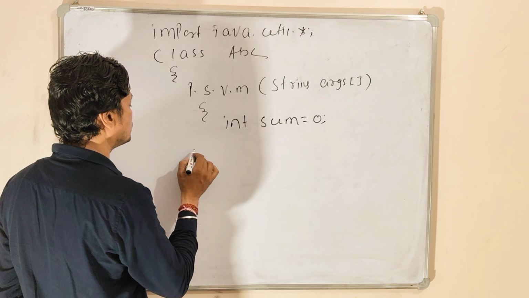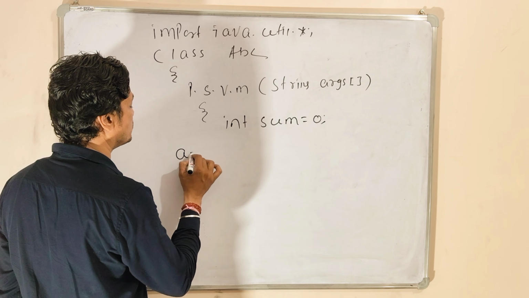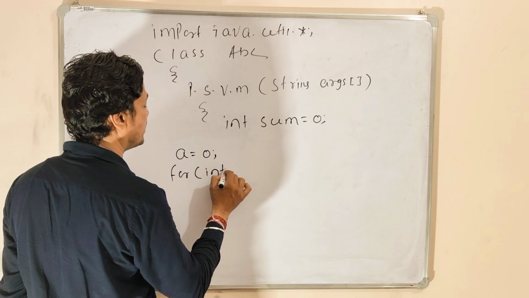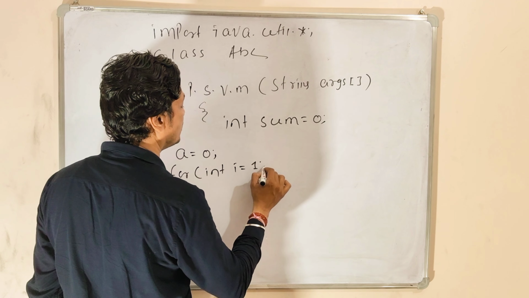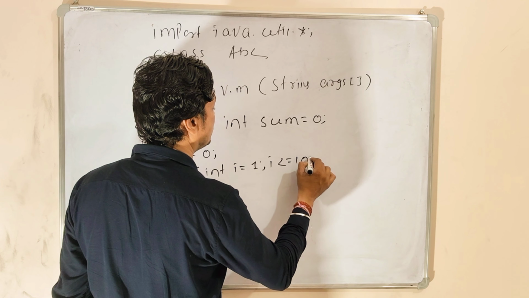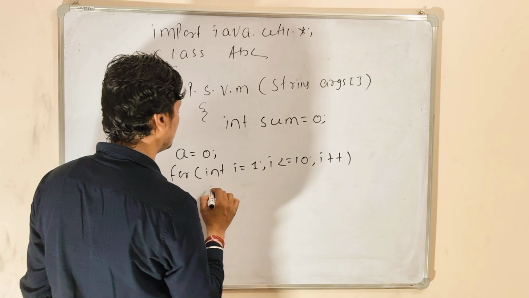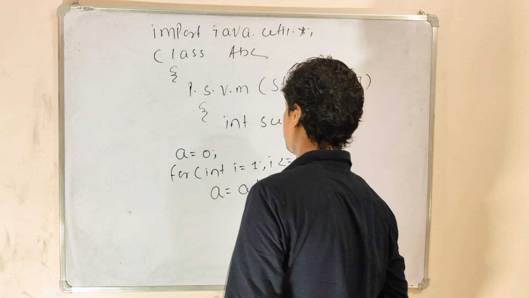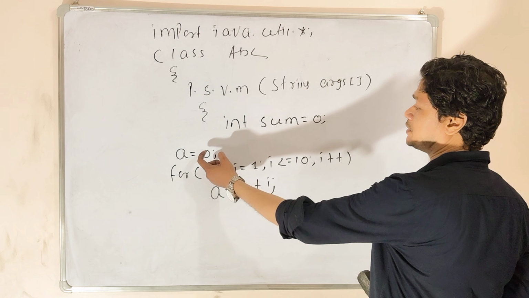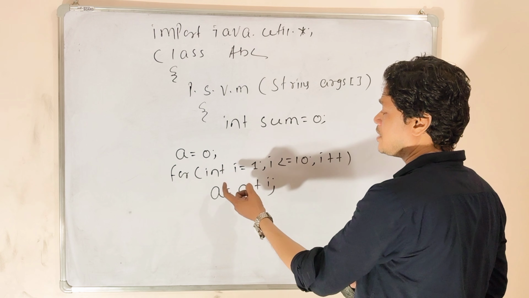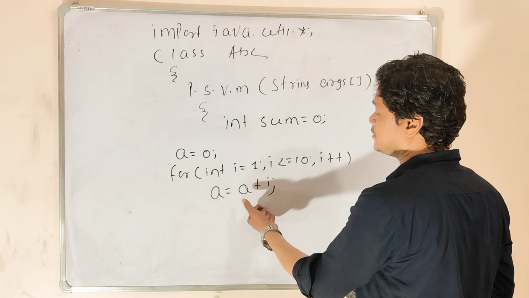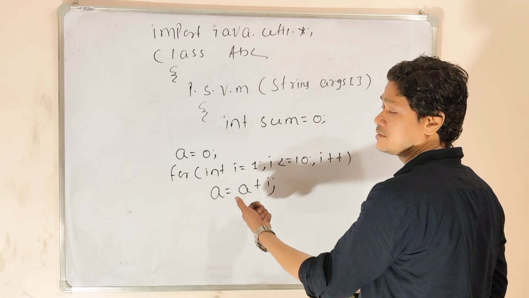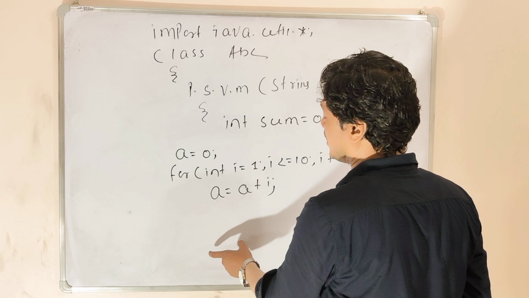Suppose you take a loop here. Suppose a equals to 0. Take one loop here: for int i equals to 1, i less than equals to 10, i plus plus. Here you will write a equals to a plus i. What happens here? See here. a begins with 0. a equals to a plus i means first a equals to 0 plus 1, that is 1. a stores 1.